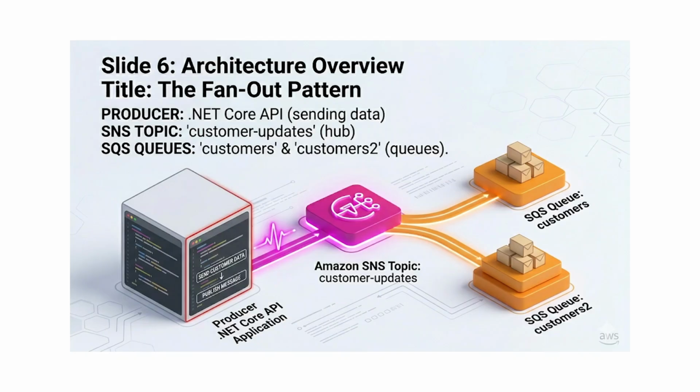Here is the fan out architecture we are building today. We have a .NET Producer API at the start. It sends data to a central SNS topic called Customers Update. Subscribed to the topic are two independent SQS queues, customers and customers 2. This allows two different microservices to work on the same event independently.